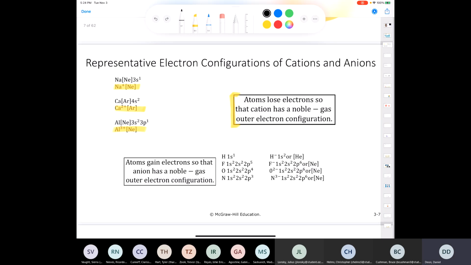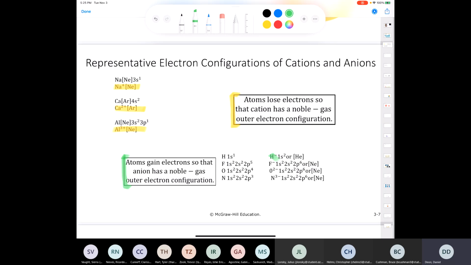If you look at the bottom of the slide, it says atoms gain electrons so that the anion has a noble gas electron configuration. Here are some examples. We have hydrogen, fluorine, oxygen, and nitrogen. Well, what kind of charges do we see for hydrogen? Well, hydrogen can be a proton, H+, but it can also be a hydride, this ion here, which would have an electron configuration of 1s2.